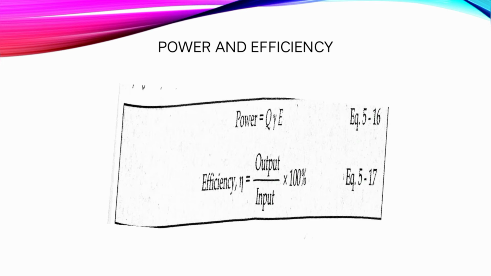Power and efficiency. Power is the rate at which work is done for fluid of unit weight gamma moving at the rate of Q with a total energy of E. The power in newton meter per second, or watt, is power equals the discharge times the unit weight times the total head, and efficiency will be equal to output divided by the input times 100%.